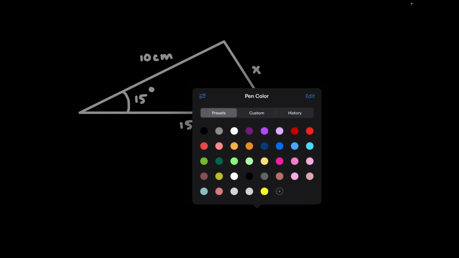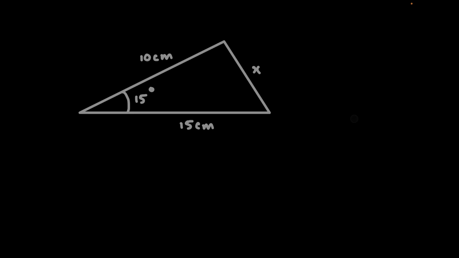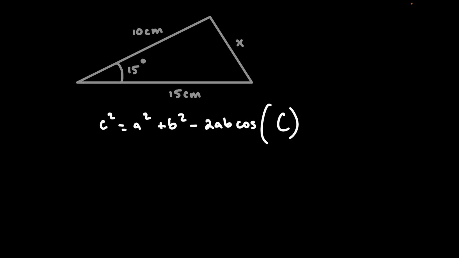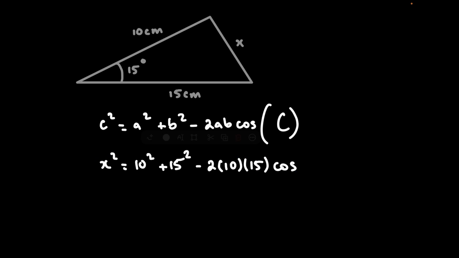So what would be the formula we would use? Well, the formula we would use is C squared equals A squared plus B squared minus 2AB cosine of capital C, which denotes the angle. So let us now substitute in the values. C squared is really just the missing side squared, which in this case is x squared. And that is equal to A squared plus B squared, which is just the two known sides that we have. So that's the same as 10 squared plus 15 squared minus 2 times 10 times 15 times the cosine of the angle in between the two known sides. And the angle in between the two known sides is just the cosine of 15 degrees.